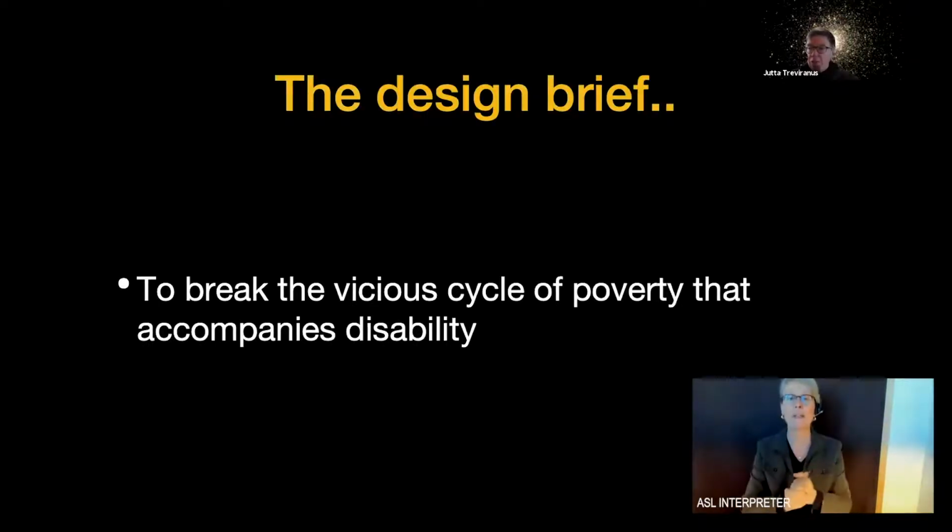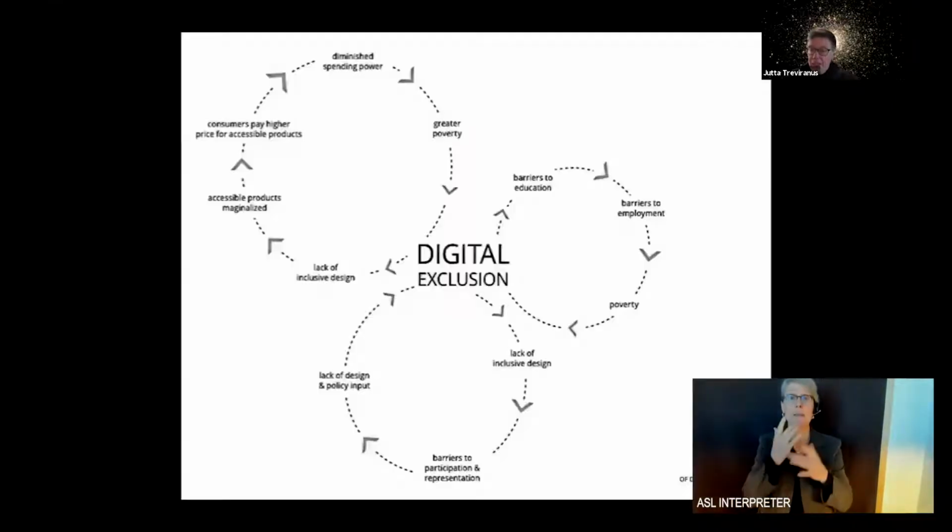The design brief we have is to break the vicious cycle of poverty that accompanies disability. And our community knows that there are many entangled and reinforcing vicious cycles. I'm just showing a picture here of one of many.